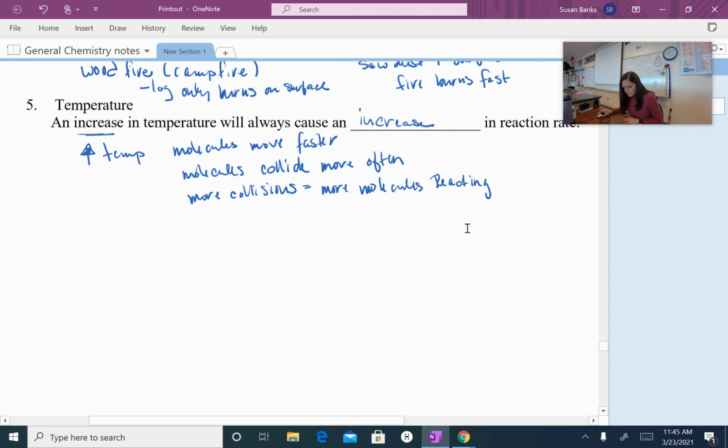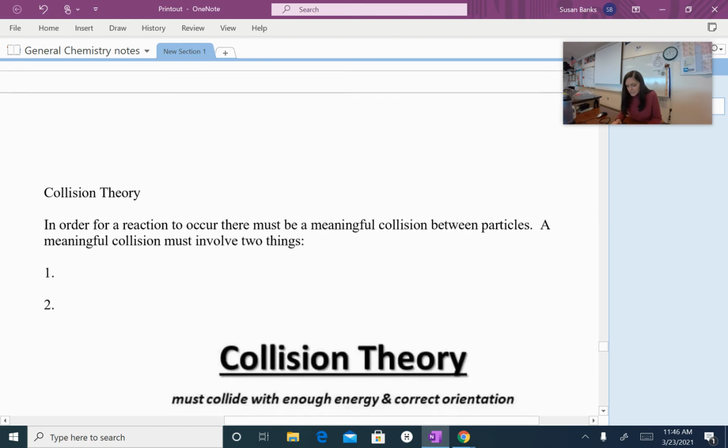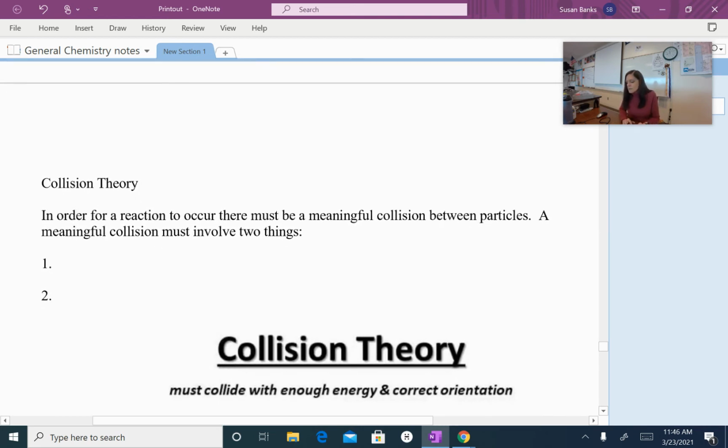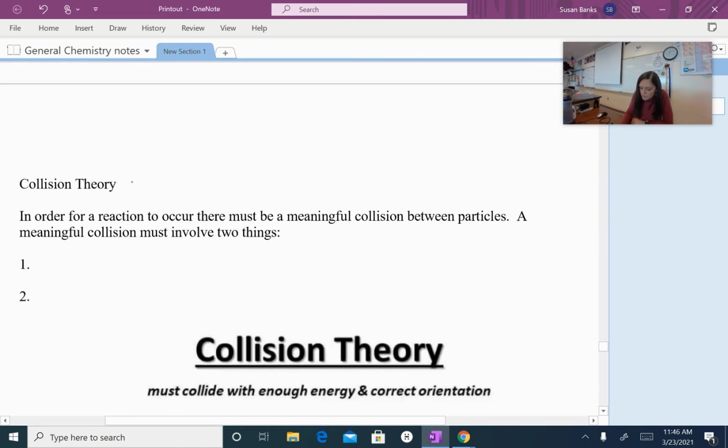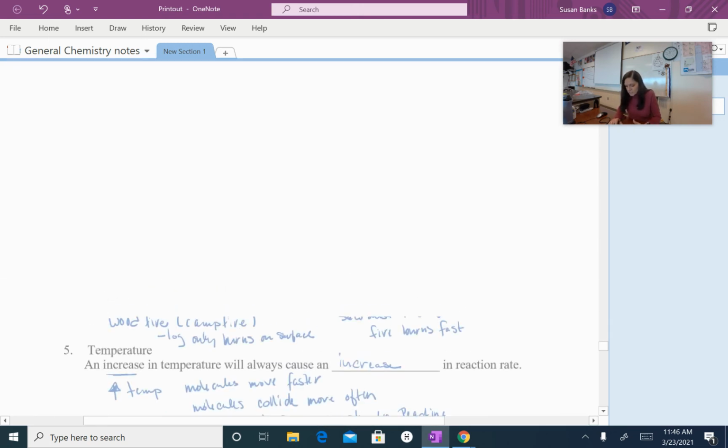Okay, so let's talk about collision theory. Collision theory states that all molecules have to collide in order to react, okay? So molecules must collide in order to react. And we've talked about that a bit so far. But they have to do more than just collide. Every collision does not produce a reaction, just like we set up here.